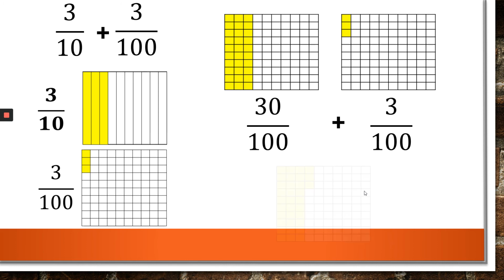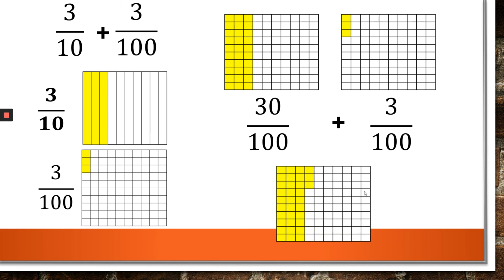Now let's transfer them to a grid. We transferred everything from those 2 grids to this grid. How many boxes do we have shaded? You're correct. So we have 33 out of 100, or 33/100.